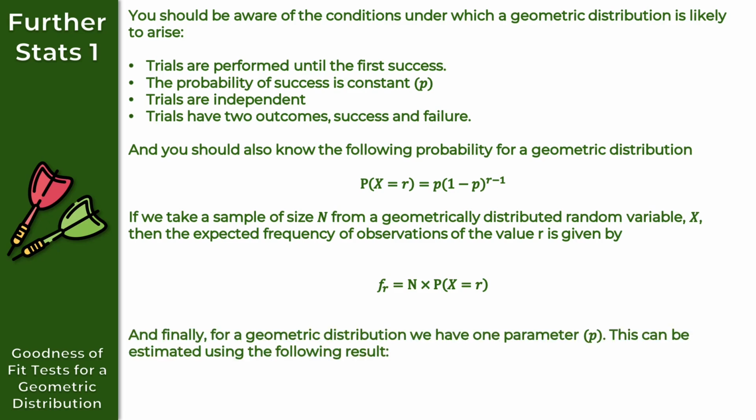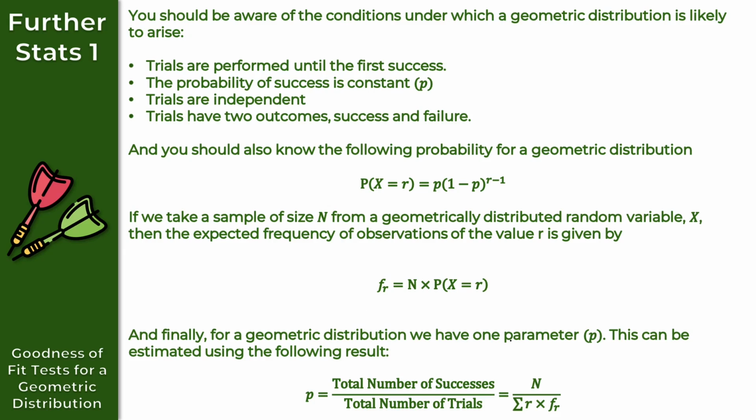And then finally here to finish with, for a geometric distribution, we have one parameter. We already mentioned that here in our conditions, then that's the parameter P here. So we have one parameter P, and this can be estimated using the following result here. So as you can see then, P is equal to the total number of successes divided by the total number of trials. So that's equal to n divided by sigma r times f of r here, or f subscript r. So you do also need to be aware that you sometimes may have to estimate the parameter P here, and this is how we do it, okay?